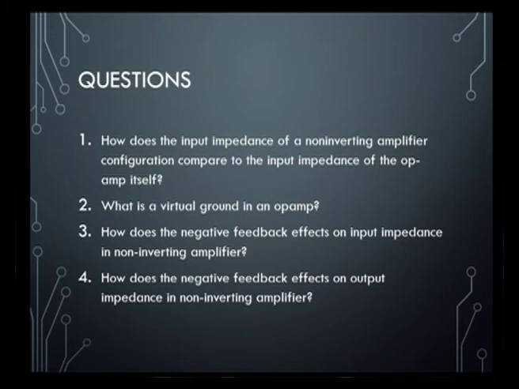Next, we move on to questions. The questions of the session are: how does the input impedance of a non-inverting amplifier configuration compare to the input impedance of the op-amp itself? What is a virtual ground in an op-amp? How does negative feedback affect input impedance in a non-inverting amplifier? How does negative feedback affect output impedance in a non-inverting amplifier?